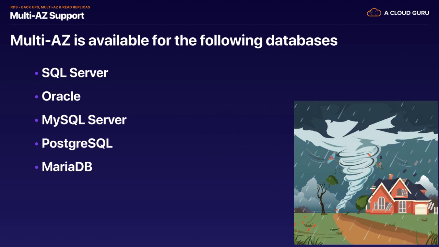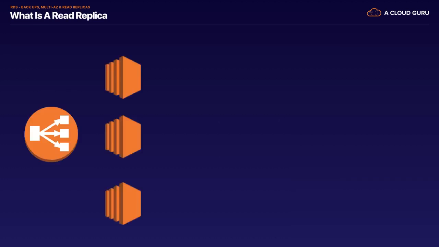Aurora, by its own architecture, is completely fault tolerant. We're going to have a whole dedicated lecture to Aurora and how that works coming up. So what's a read replica?